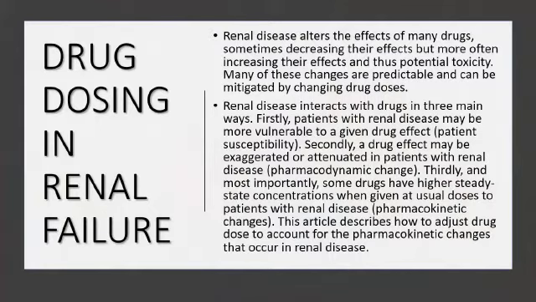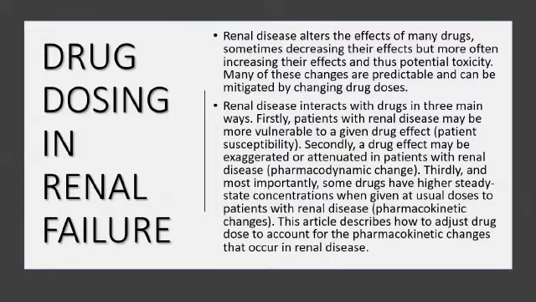Renal disease interacts with drugs in three main ways. First is patient susceptibility, means the patient may be vulnerable to a given drug effect or drug dose. Second is pharmacodynamic change, means a drug effect may be exaggerated or attenuated in patients with renal disease. Third is pharmacokinetic change, means some drugs have higher steady state concentration when given at usual doses to patients with renal disease.